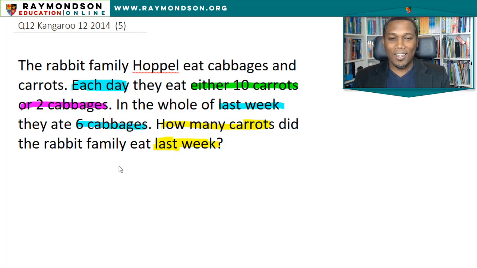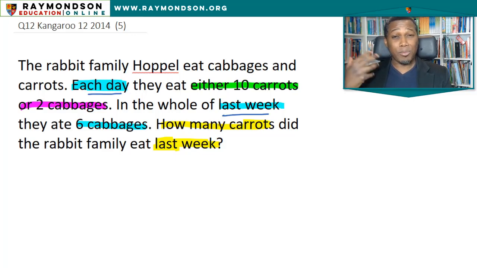Okay, right. So let's look at how we do this. I've highlighted some key information, and the thing is, every day, the rabbits are either eating 10 carrots or 2 cabbages. I've color coded them because it's either or. Now, last week, we had this idea, and I put it in the same color because we're talking about each day and last week.